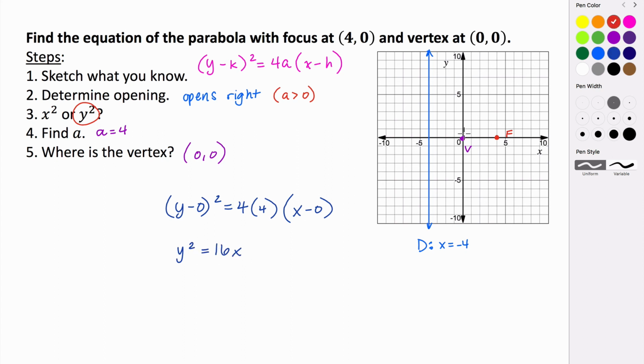And again, we know that our parabola will open something like this, right? It'll open in this direction. So it'll look something like that because it always opens towards your focus. So that is the equation of the parabola that has a focus at 4, 0 and the vertex at the origin.